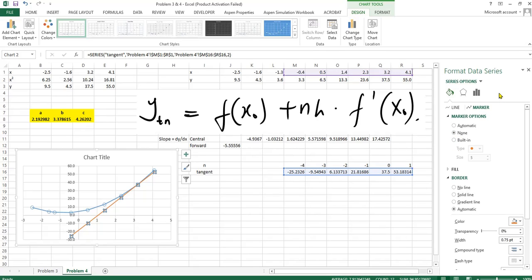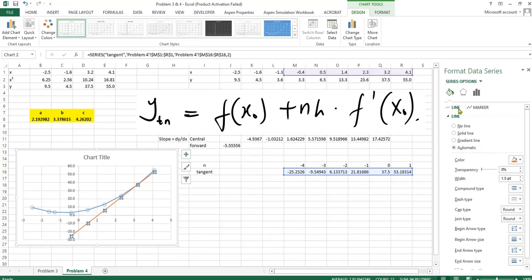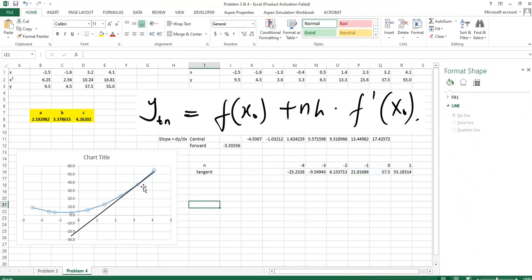Now I needed to change this line to, let's say, the color red. Let me go select line, solid, red. Let's say black. Now it's done. So this is a tangent.